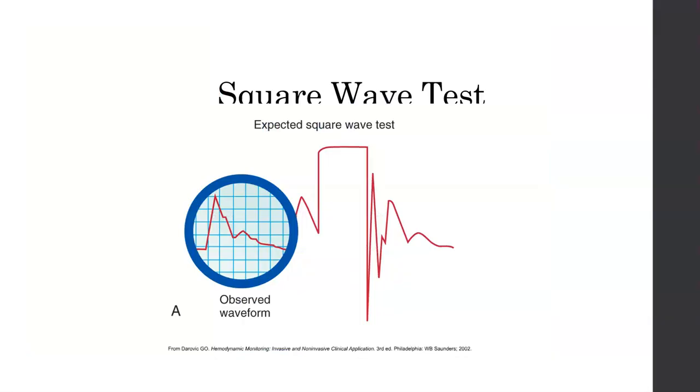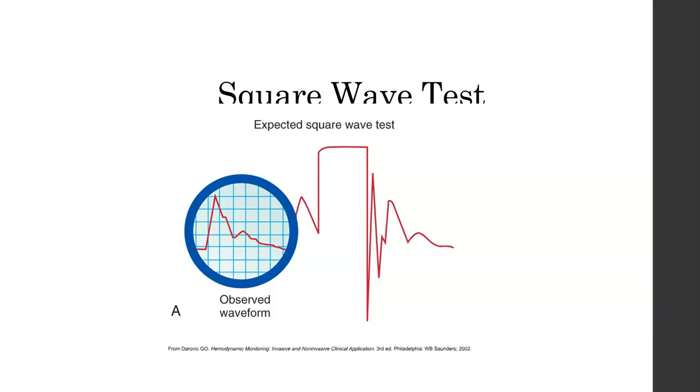All right, so this is the square wave test. So we can see that this is our observed waveform. Basically this is done to make sure that the A line is calibrated like it should be. So this should be done at least once a shift, usually at shift change, with the outgoing and the oncoming nurse.